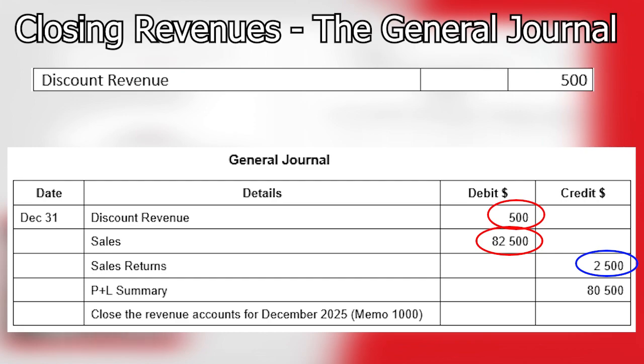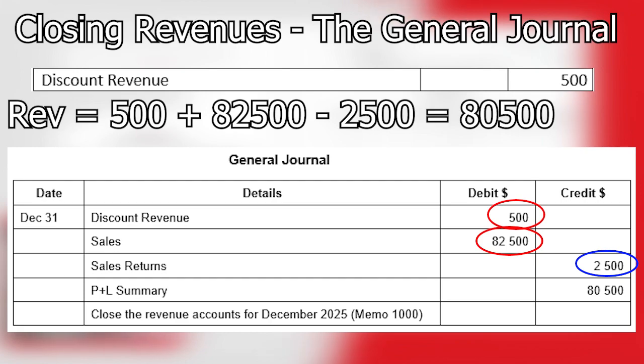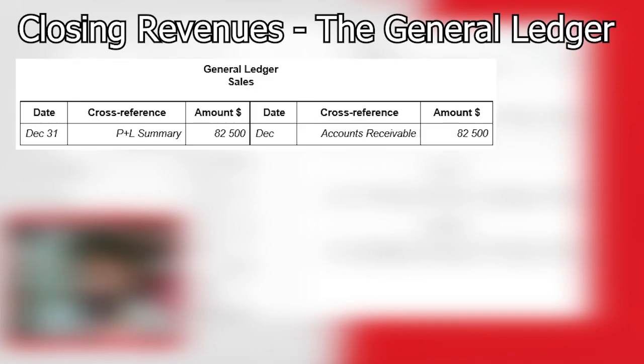And on the P&L summary side, on the credit side, we're going to put 80,500. And how do these look in the ledger? So let's bring the sales ledger and the sales return ledger. We can see that information is all there. You've got the credit sales for the month, accounts receivable, and the P&L summary, 82,500. That is 0, closed off for December.